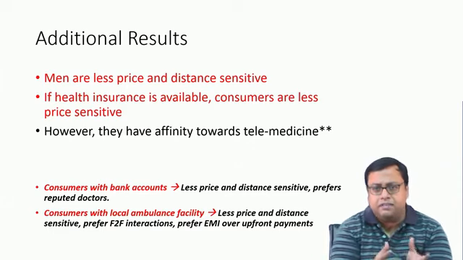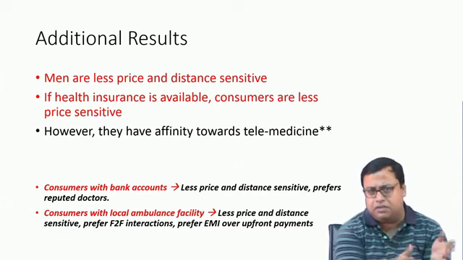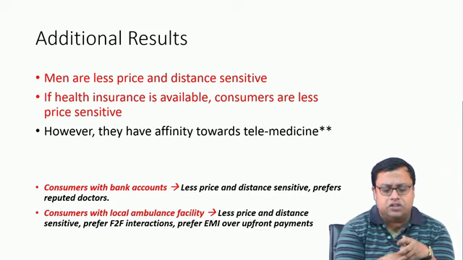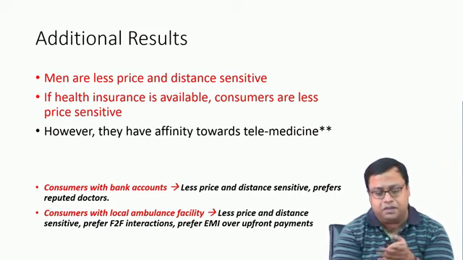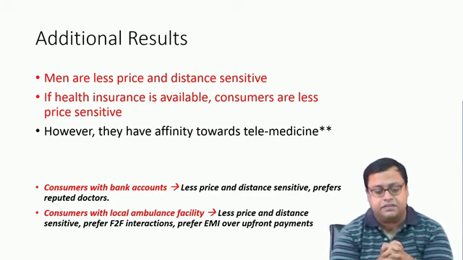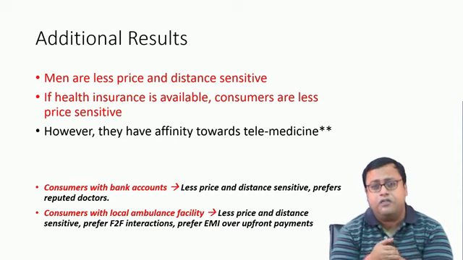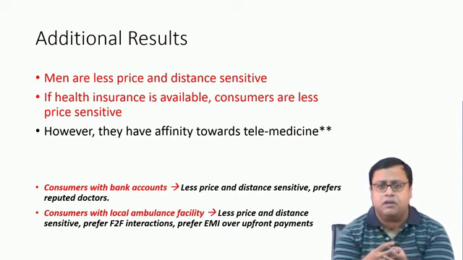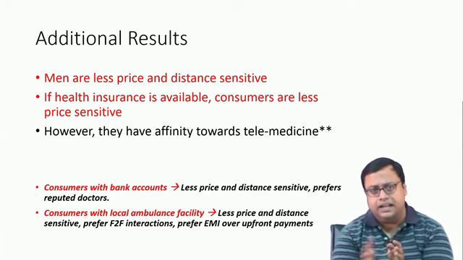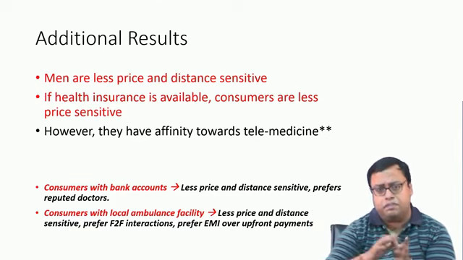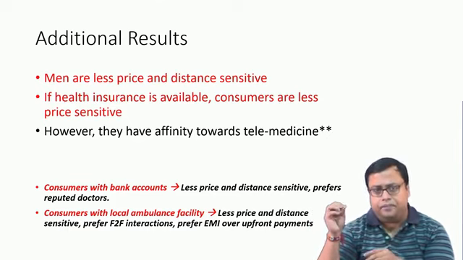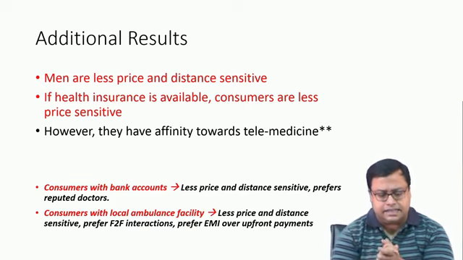There were some other variables that we took, which I have not shown in this result, like whether consumers have bank accounts or not. We saw in the actual paper that people who have bank accounts are less price and distance sensitive and prefer reputed doctors. Oftentimes people who have bank accounts have some amount of financial capital, so they can handle these things. They can go a little more distance for doctor service, or pay a little more price.